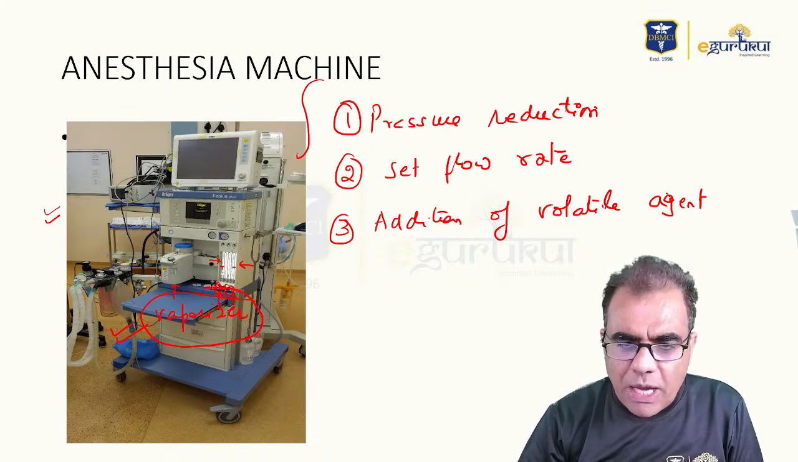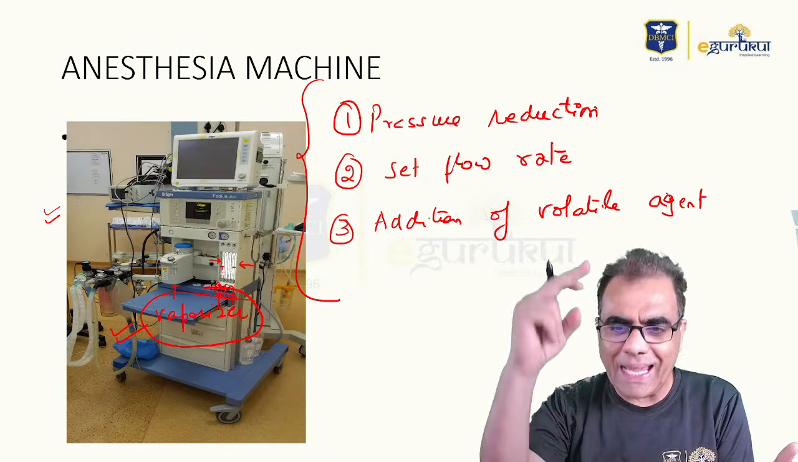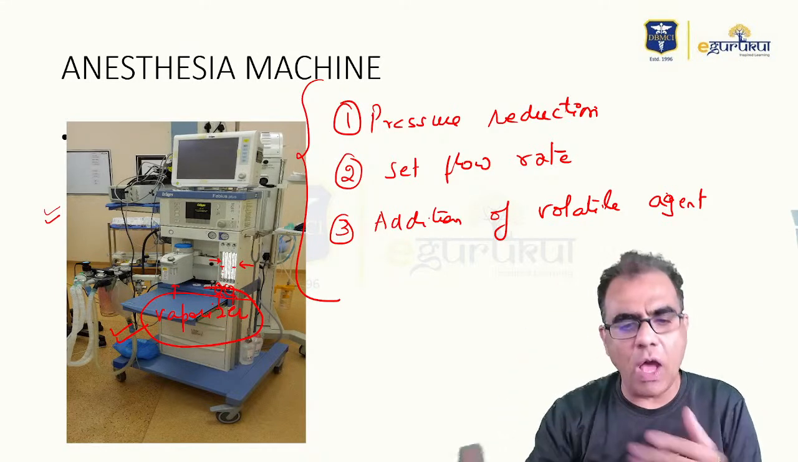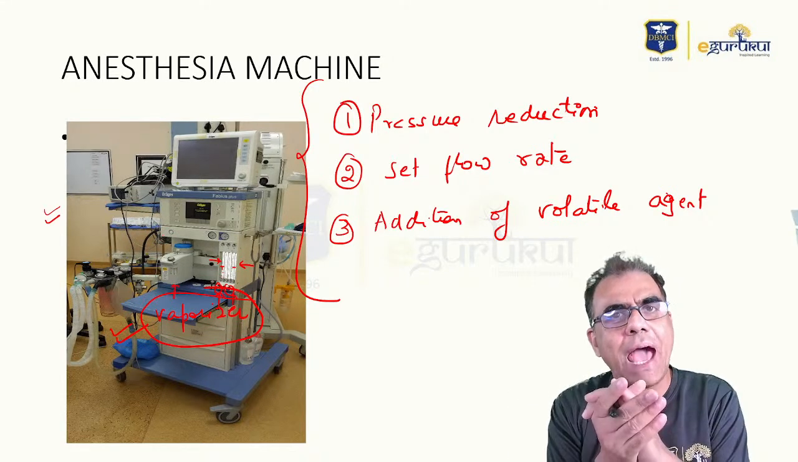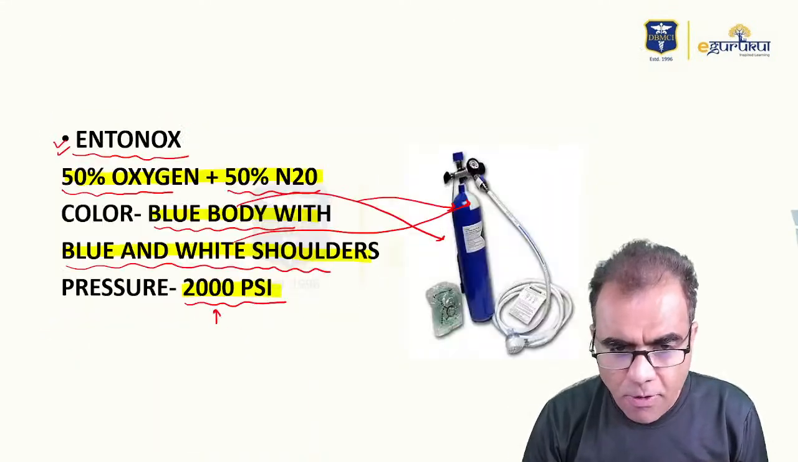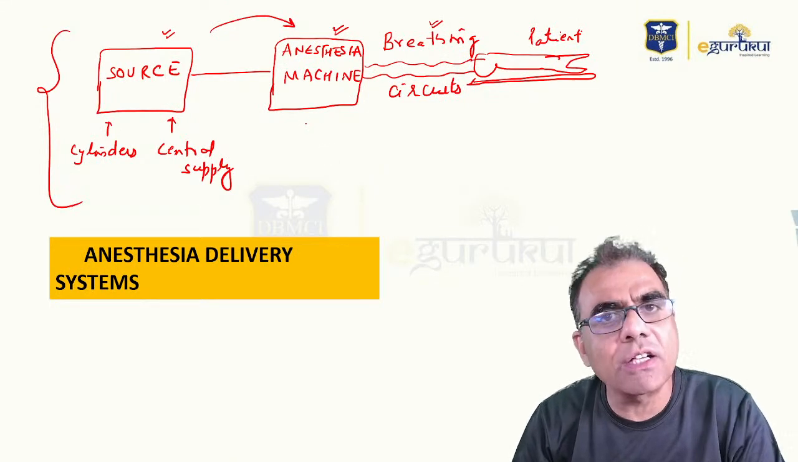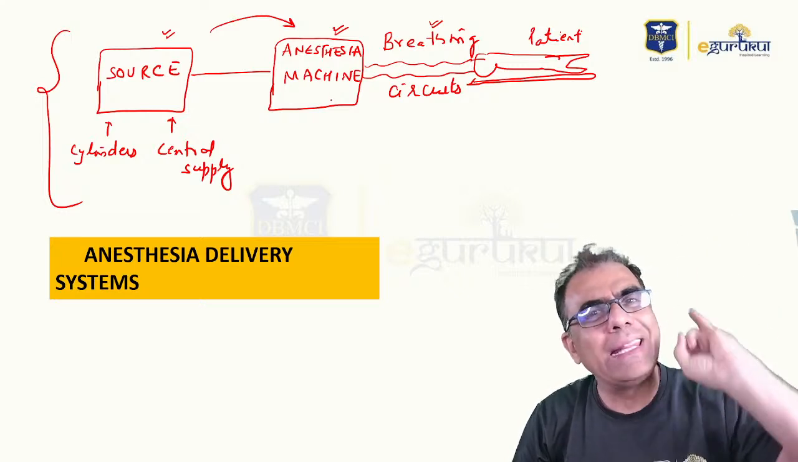So three things happen in the anesthesia machine. Pressure gets reduced. Secondly, you set the flow rate. And thirdly, you add the volatile agent. So this is what all happens in the anesthesia machine. Here, three things will happen: there will be pressure reduction, there will be addition of volatile agent, and you can set the flow rates.